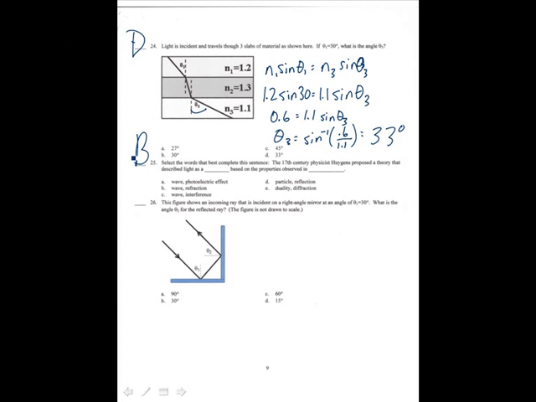This figure shows an incoming ray that is incident on a right angle mirror at an angle of 30 degrees. What is the angle theta 2? Right, so this angle is 30. That means this angle is 30. That means this angle has to be 60, and this angle has to be 30. Right, this is 60 because this is a perpendicular angle. And this angle here is 30 because it's a triangle. So if this is 60, this is 30. Now if that's 30, this is 60. And so this has to be 60 degrees as well. Notice that it's not drawn to scale as it says in the problem. So number 26 is C.